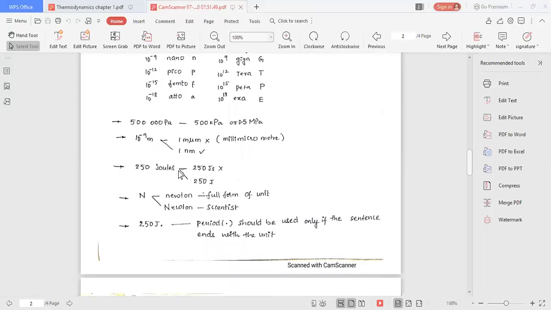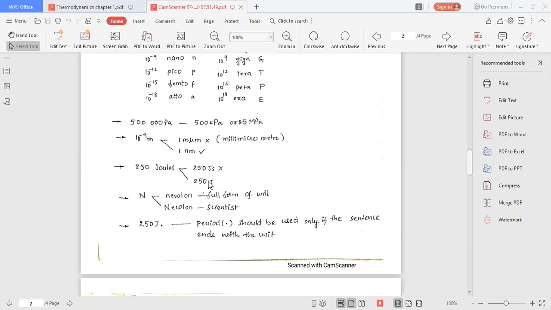Next, 250 joules. Here you can't say JS. JS is wrong. Only use single J. JS will give another meaning: J into S, so joules into second. This is wrong notation, but we are indicating only joules. So that's why you have to use only J, not with S.